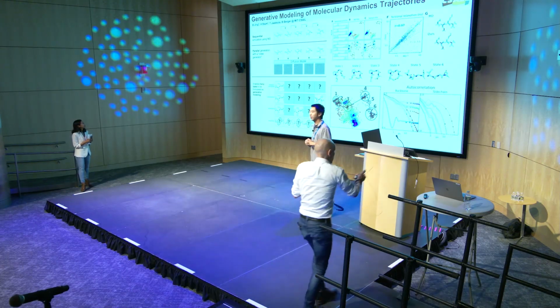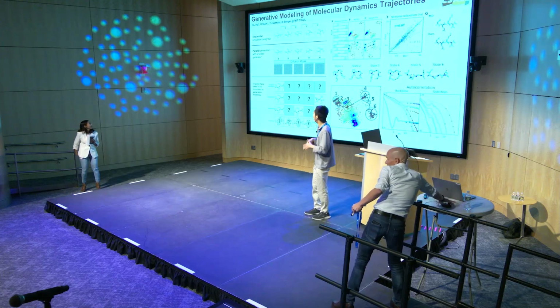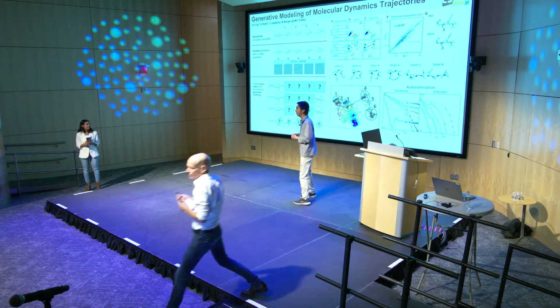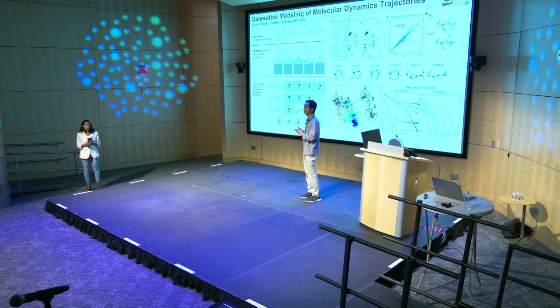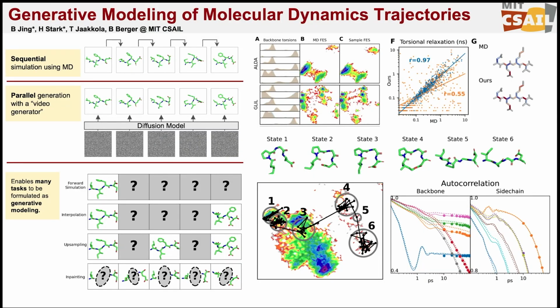I'm Bowen. I'm a PhD student in computer science here at MIT. And in this work, we explore the idea of learning a generative model of molecular dynamics trajectories to further expand the value that can be extracted from simulation data sets. So the main idea is here at the top left.